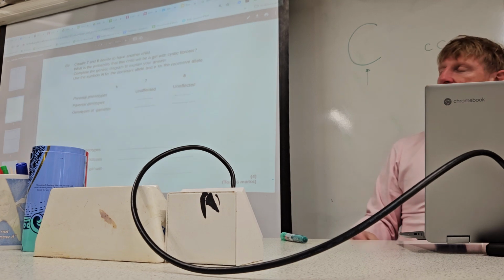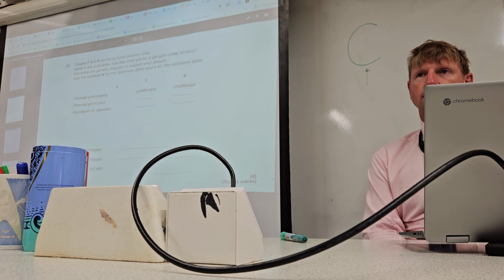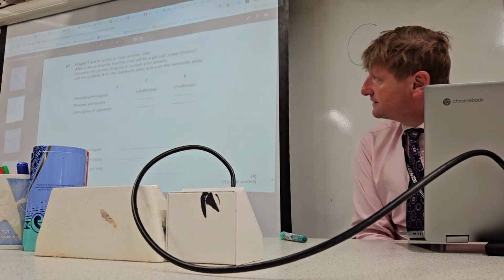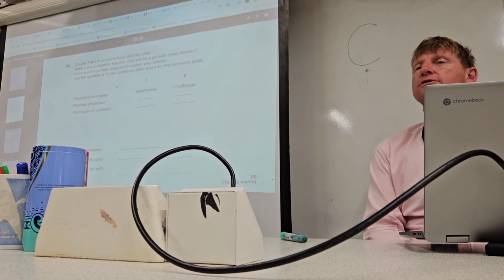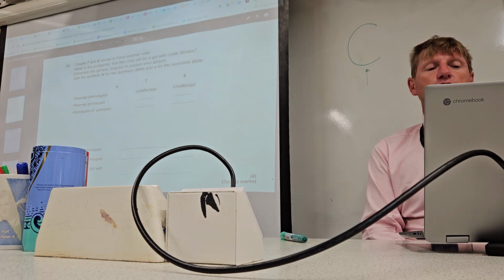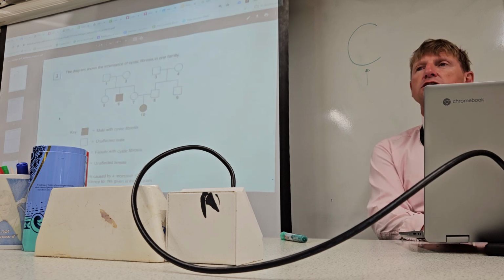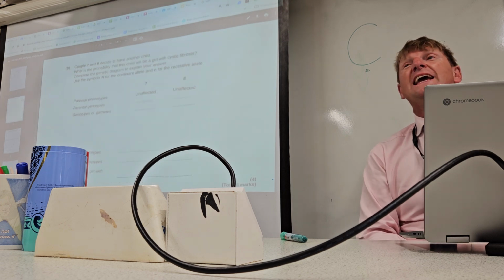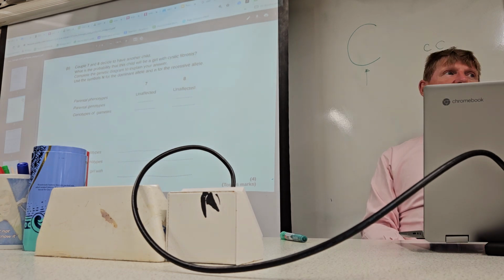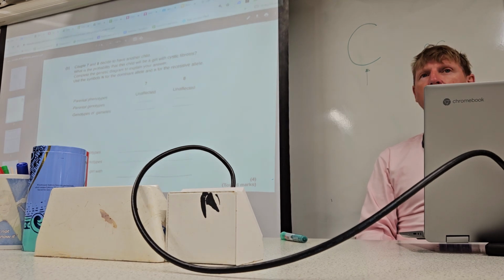You need to make a Punnett square. When it says unaffected, the parents 7 and 8 both don't have cystic fibrosis. They want you to fill in, so you need to make a Punnett square. What did we say the genotypes were, Emma, for 7 and 8? Big N, small n. Good. So we're doing a Punnett square for big N, small n, big N, small n. I'm super impressed, guys, with everyone so far.